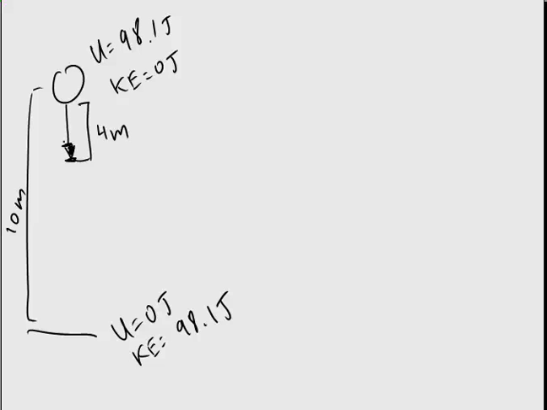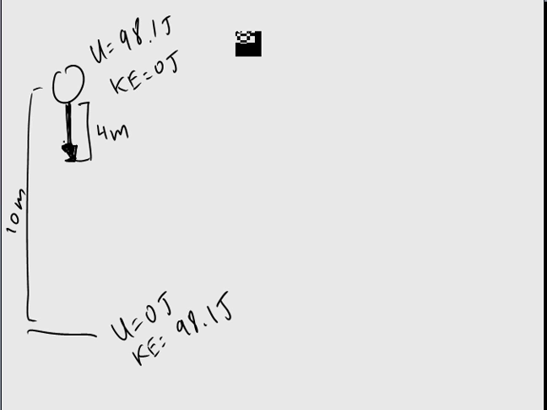Let's keep working with this example problem. So I have a ball that's 10 meters above the ground. It's 1 kilogram. And we know that its potential energy at the top is 98.1 joules, and it has no kinetic energy. And let's say it drops 4 meters. And I want to figure out its kinetic energy and potential energy at this point.